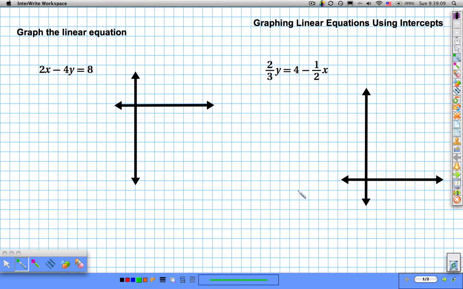Today we're going to graph linear equations using intercepts. In the previous lesson we learned how to find the intercepts, and today what we're going to do is use them to help us with graphing. Knowing how to find the intercepts in order to graph saves you a lot of time.